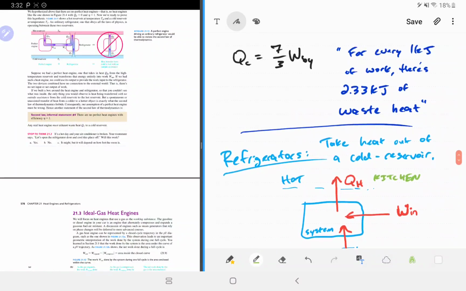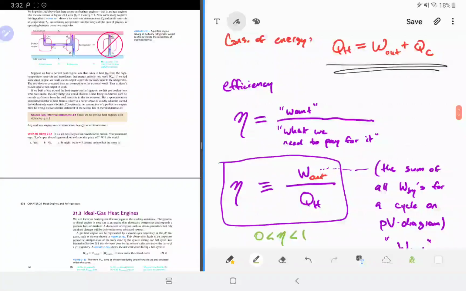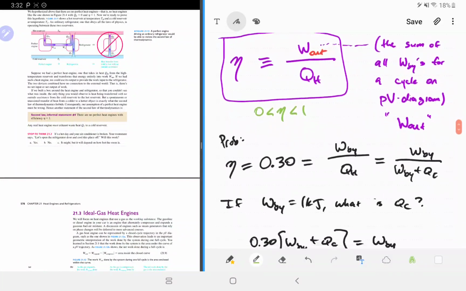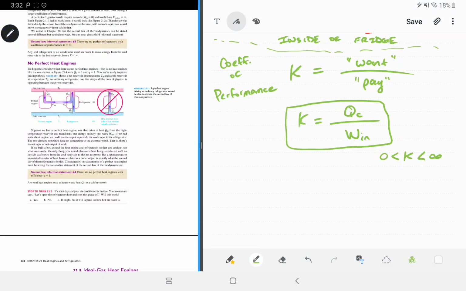Whereas the efficiency has to be between 0 and 1. Like I was saying before, there are no perfect engines. You can't get 100%, so it is less than 1 right there. The coefficient of performance, we want to maximize it. It just has to be less than infinity, so it can be bigger than 1. It turns out that there is a maximum value, but it's not 1 that bounds it.